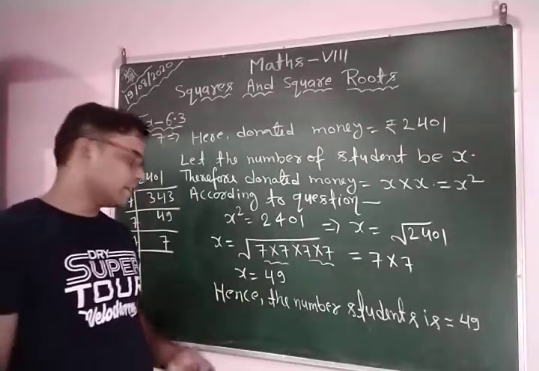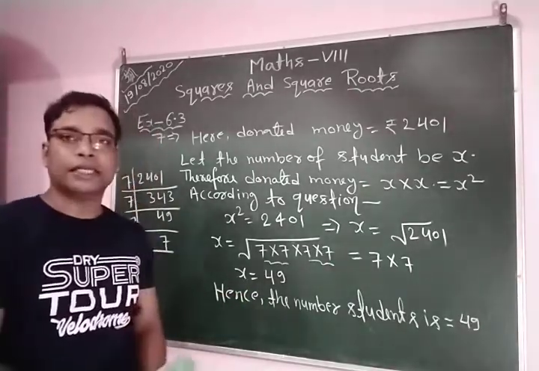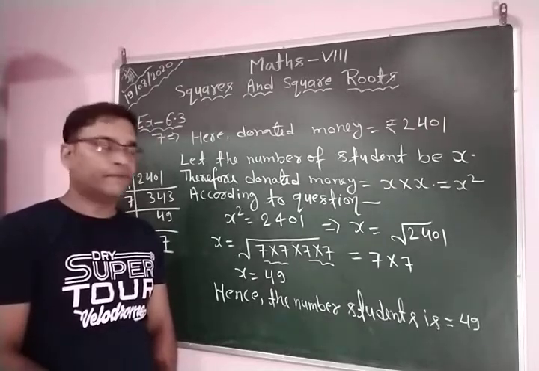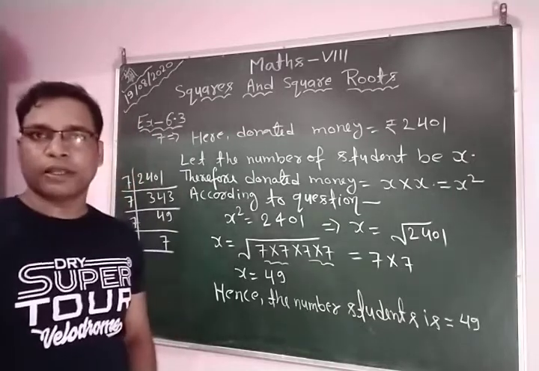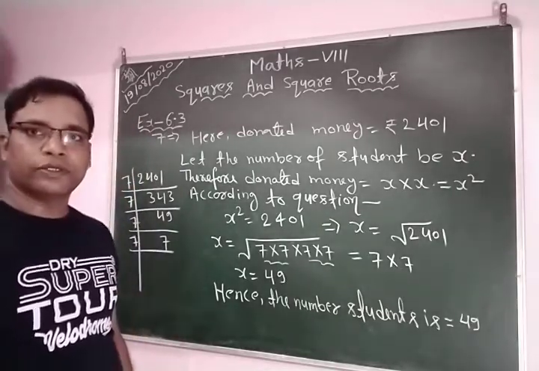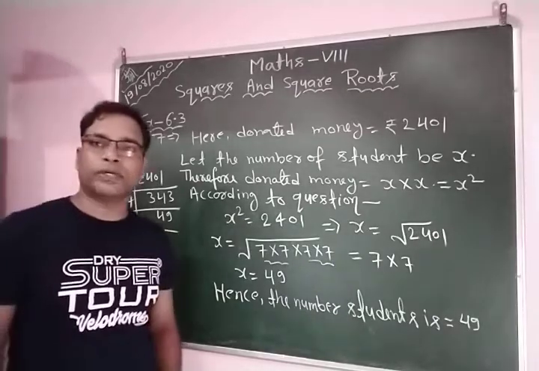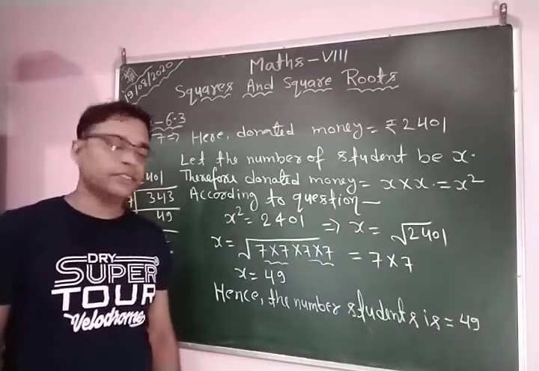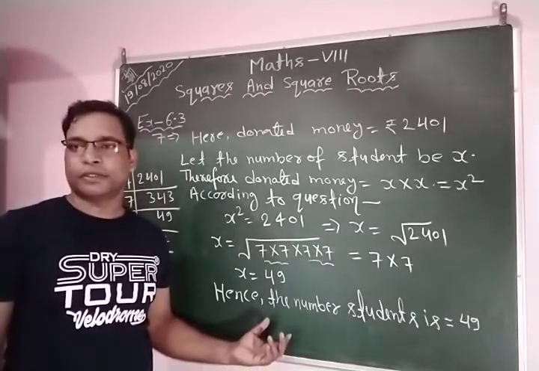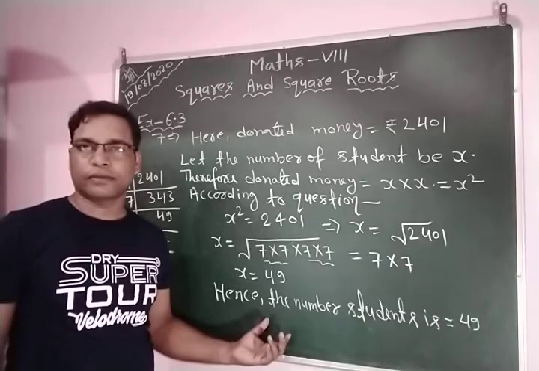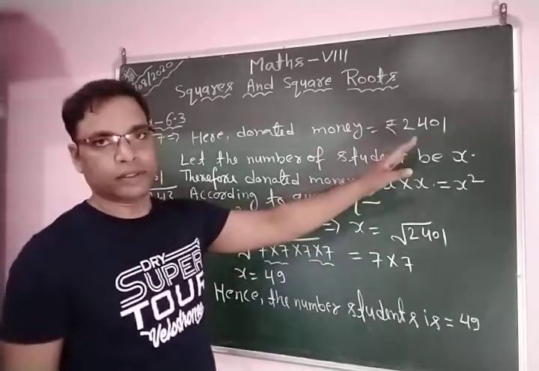So you can say the number of students in the class is 49. Students, I hope all of you understood this question. So you can say the square root of 2401 is 49. Also you can say the square of 49 is 2401.